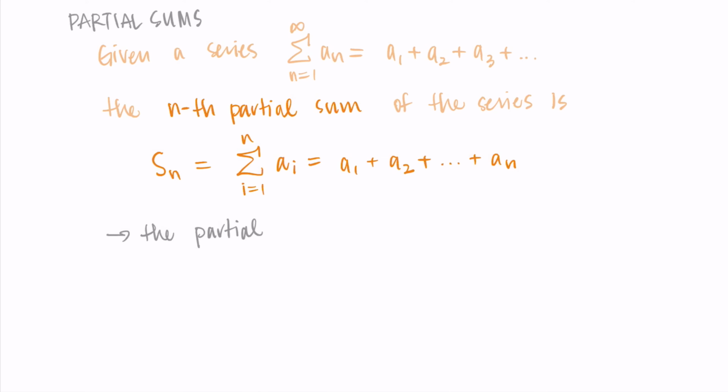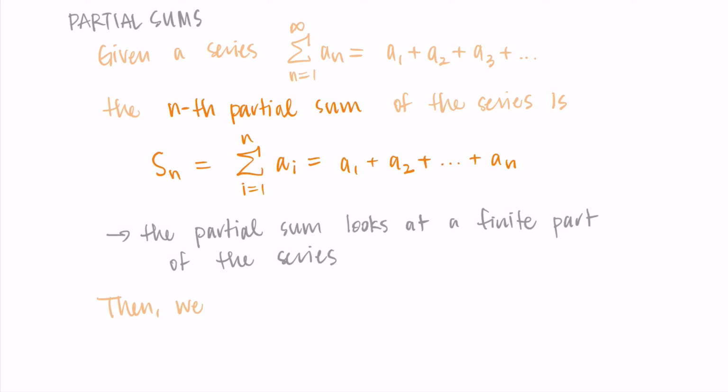So instead of adding infinite terms, we're just looking at the first n terms of the series and adding those together. So the first partial sum would just look at the first term. The second partial sum would add up the first 2 terms. The 10th partial sum would add up the first 10 terms. So nth partial sum means it adds up the first n terms. Then we're going to do something special with this.